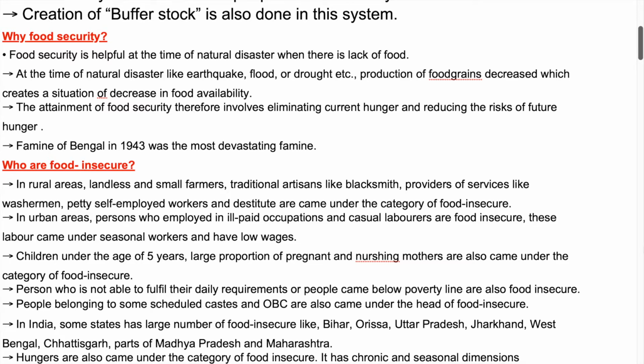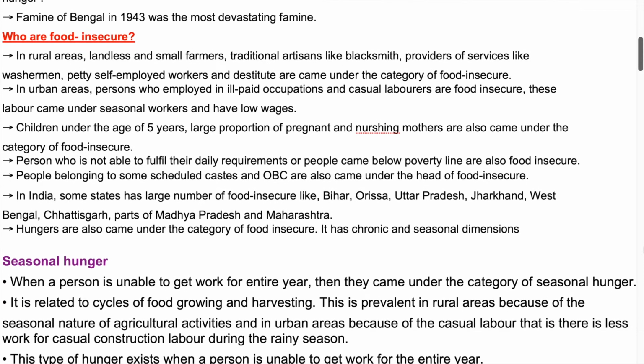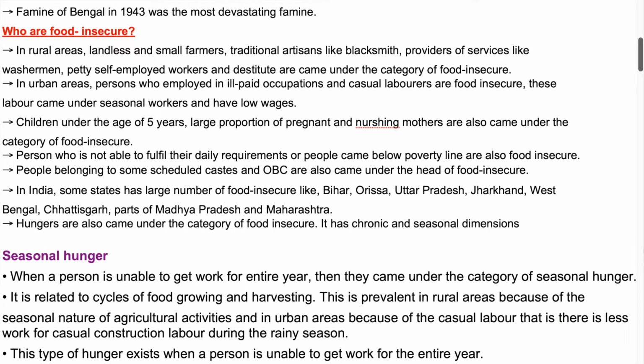Who are food insecure? In rural areas, landless and small farmers, traditional artisans like blacksmiths, providers of services like washermen, petty self-employed workers and destitute come under the category of food insecure. In urban areas, persons employed in ill-paid occupations and casual laborers are food insecure. These laborers come under seasonal workers and have low wages.